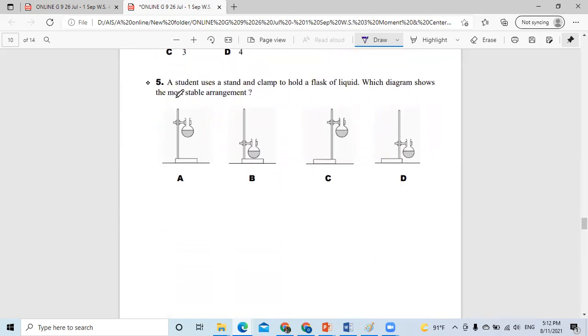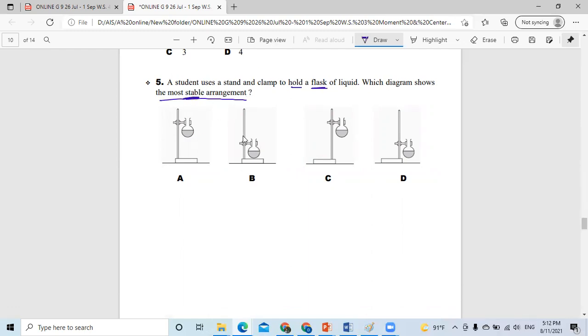Question number 5. A student uses a stand and a clamp to hold a flask of liquid. I need to hold it. Which diagram is the most stable?